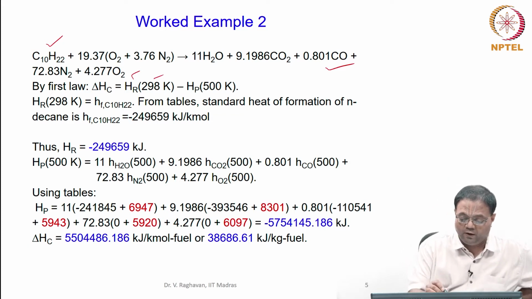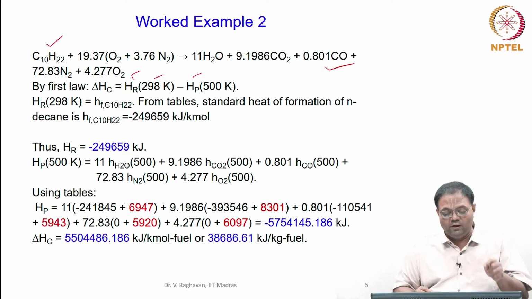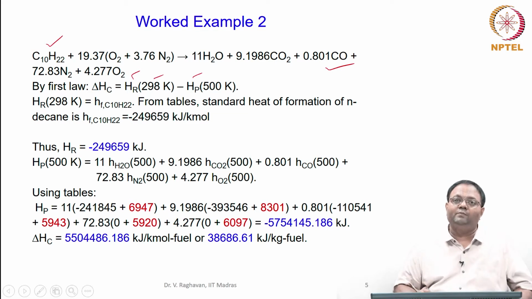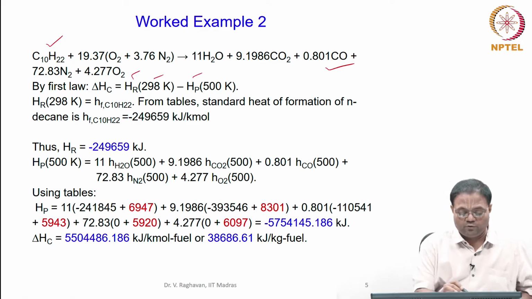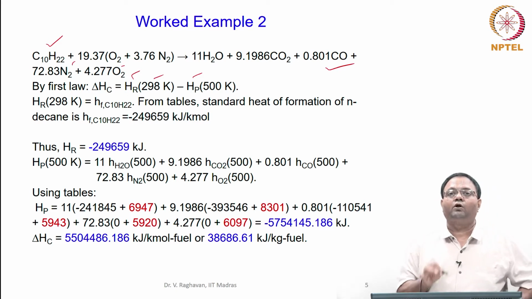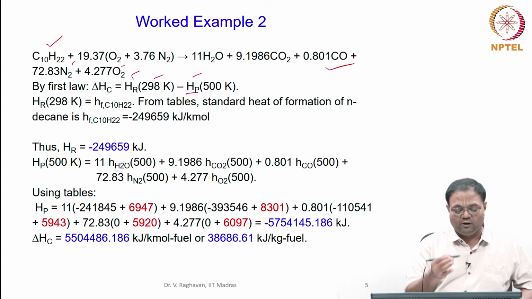Similarly, HP should be calculated at 500 Kelvin. That means all the species will now participate in the enthalpies, because even though the enthalpy of formation of N2 and O2 are 0, the sensible enthalpy of O2 and N2 will contribute to the HP value. So let us see how to do that.